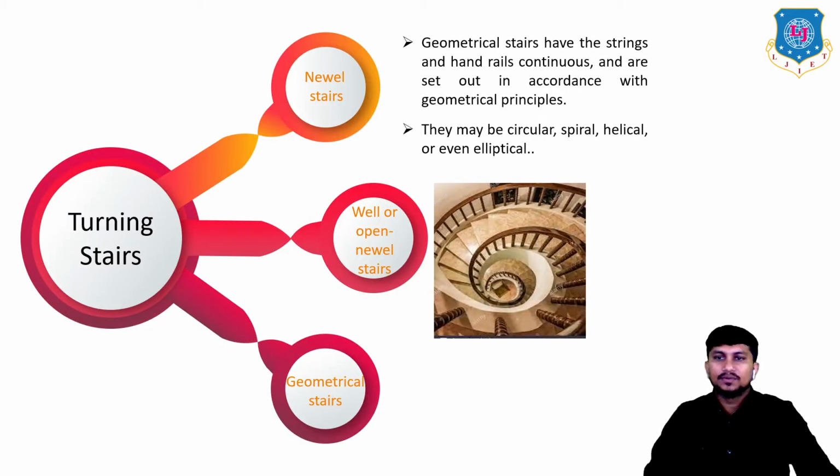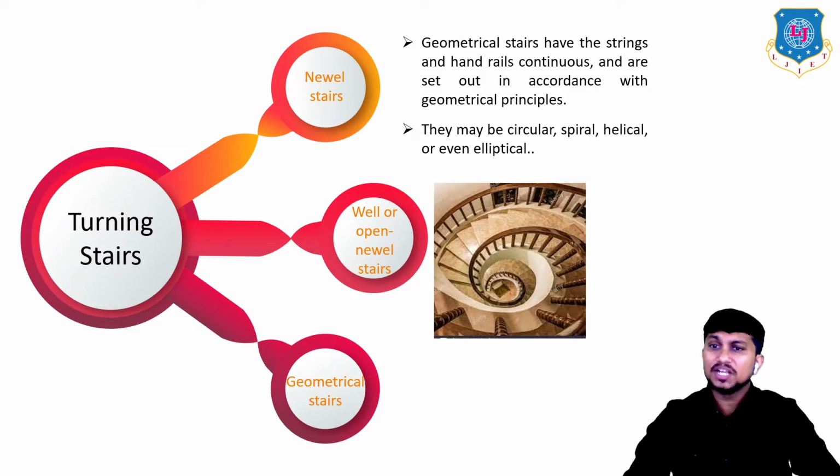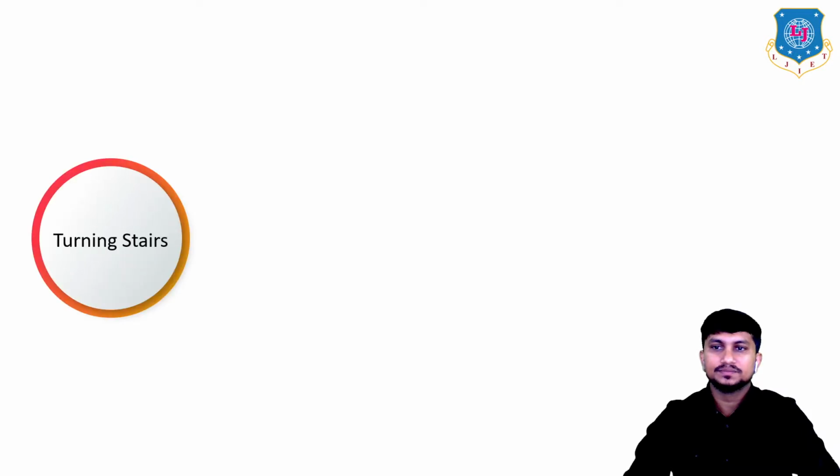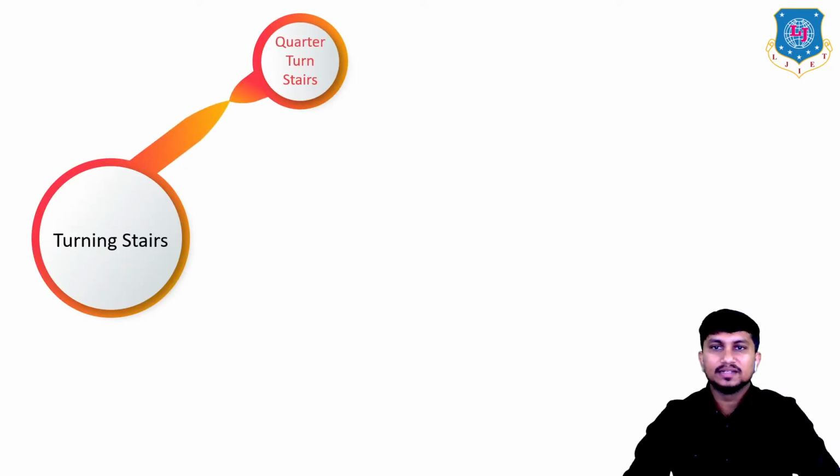And the third type in turning stair is geometrical type of stair. These geometrical stairs have strings and handrails continuous and are set out in accordance with geometrical principles. They may be circular, spiral, helical, or even elliptical types. So these are the various shapes of the turning stairs. Now let's see the various types of turning stairs.